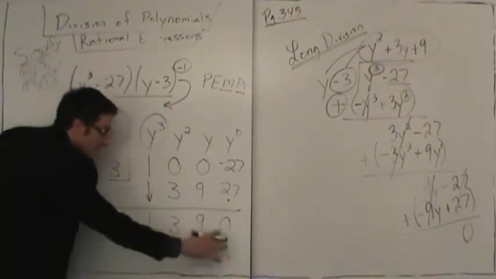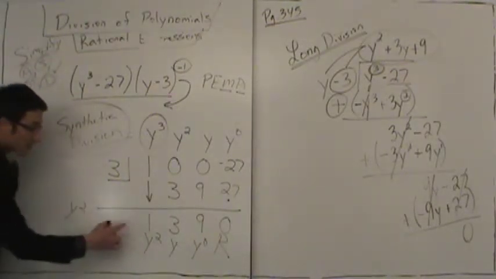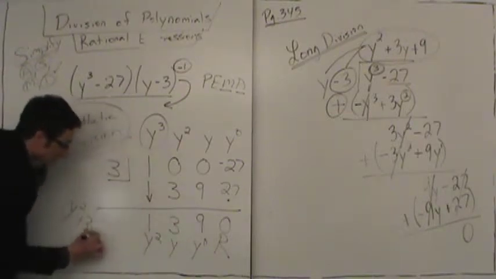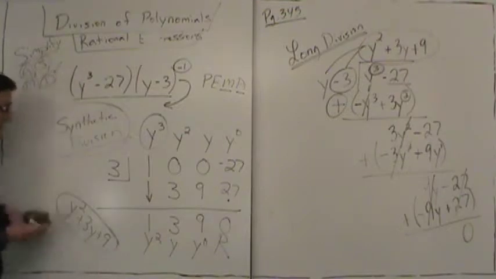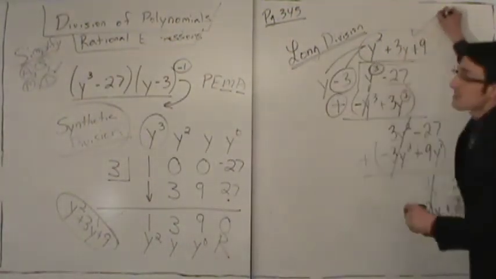So we now glue it back together as an answer. We have 1y squared, which is just written as y squared, plus 3y, plus 9, and a remainder of 0 that we don't write. So our final answer is y squared plus 3y plus 9. Notice that this answer matches what? This answer matches this answer.